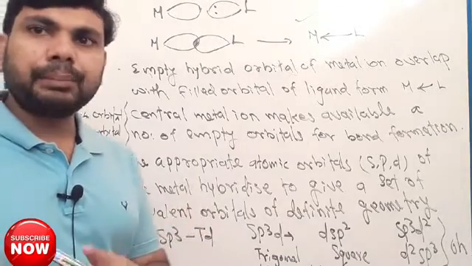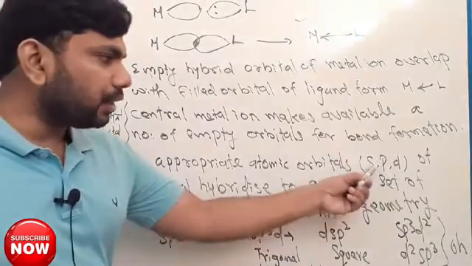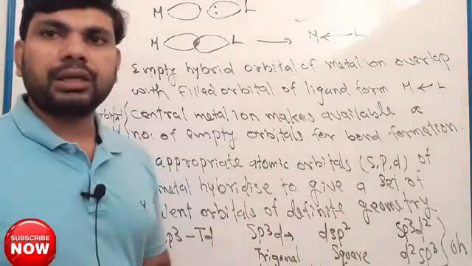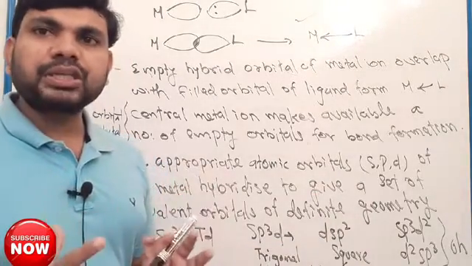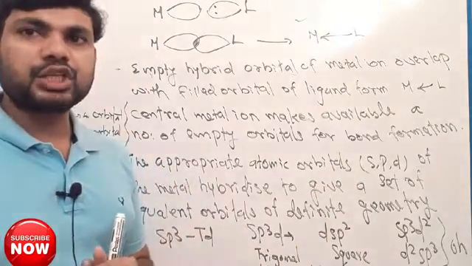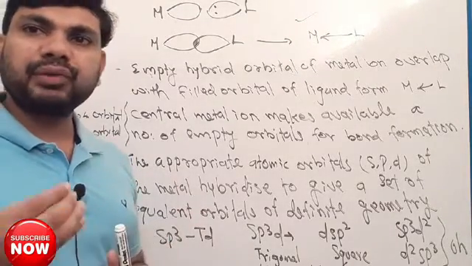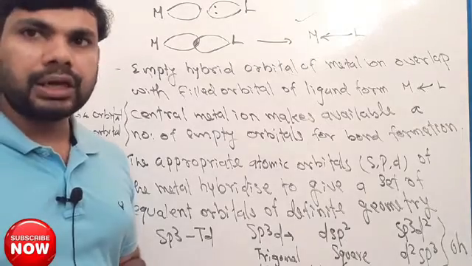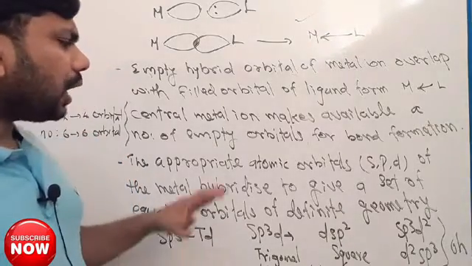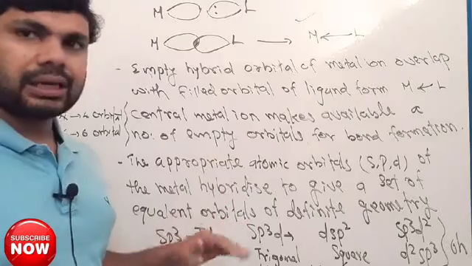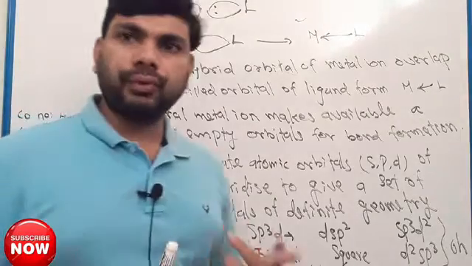This orbital may be an s orbital, p orbital, or d orbital. These suitable orbitals, after hybridization, form a set of orbitals with a definite shape and geometry. So after this hybridization, as you learned before.